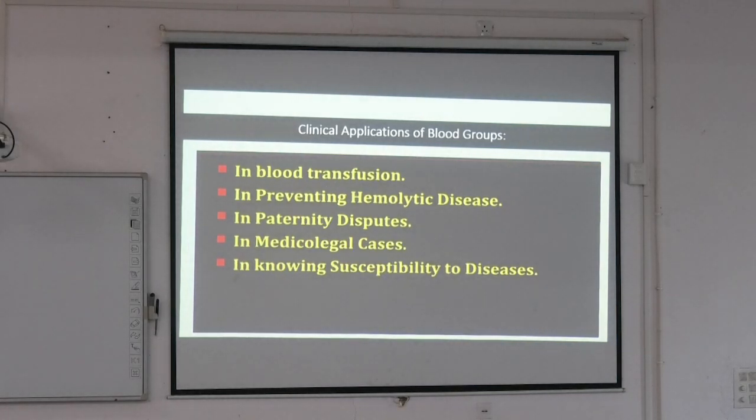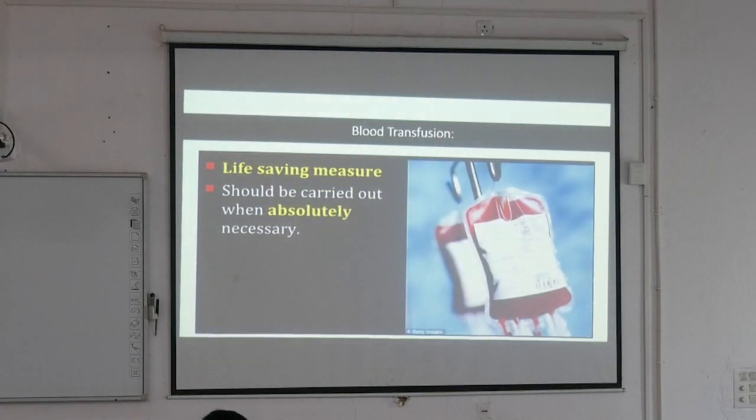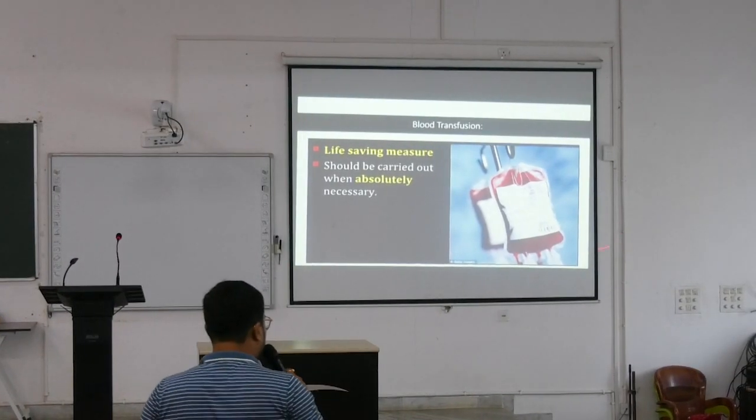Okay. So clinical application of blood groups in blood transfusion, the most important, is preventing hemolytic disease. Before blood transfusion, one must ensure the blood group to be transfused in an ideal manner, exactly of the same group that the patient needs. Also in paternity disputes, medicolegal cases, and knowing the susceptibility to diseases. So this is a blood group, this is whole blood. A whole blood packet contains 350 ml of blood.